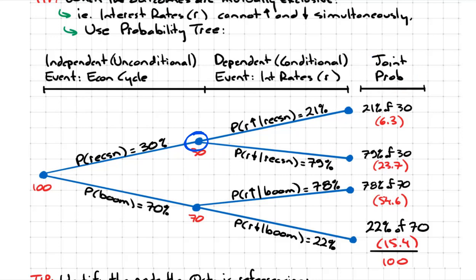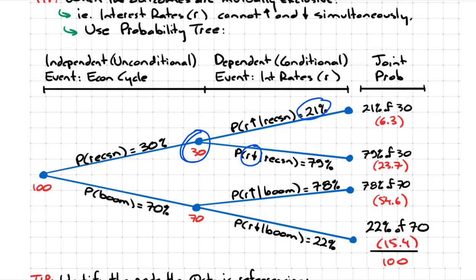And so let's just complete this branch. Now, we know we have 30 units here, ladies and gentlemen. And we know that of those 30 units, 21% experienced a rate hike. Now, the question didn't give us the probability of a rate decrease, but that's okay. We could figure it out ourselves.